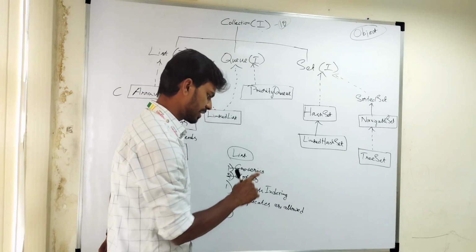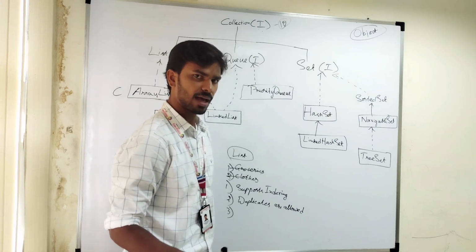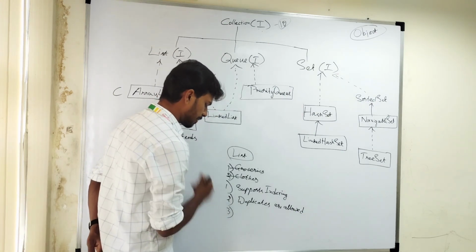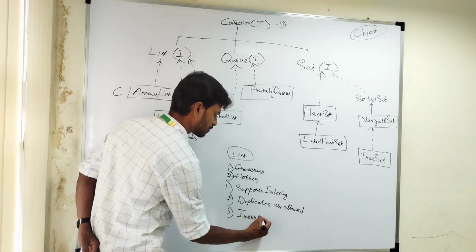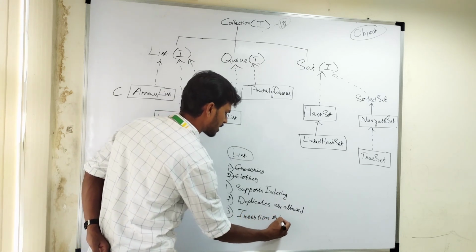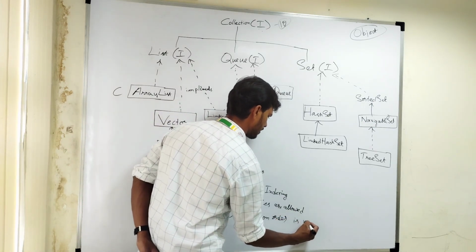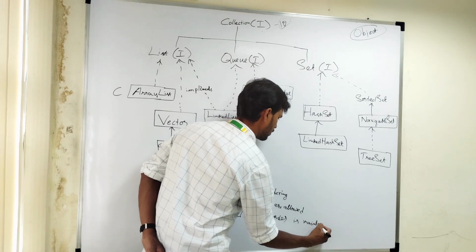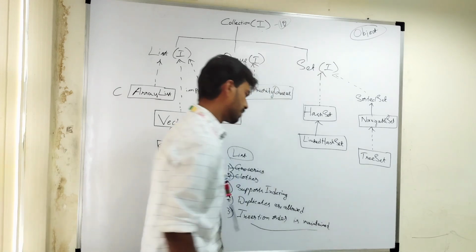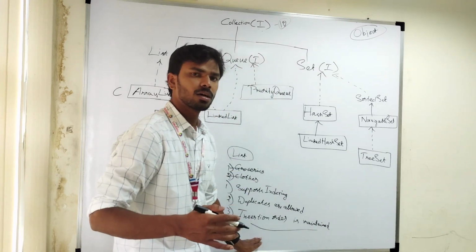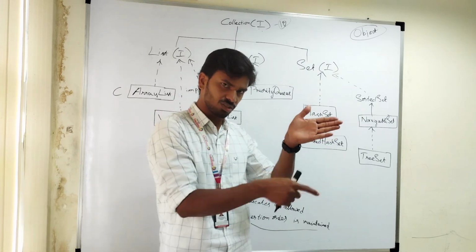The first characteristic is it supports indexing. The second characteristic is duplicates are allowed. The third one is insertion order is maintained. What is meant by insertion order? Insertion order is maintained means, in simple words, the way you are grabbing the items, in that particular order you will be having a list of items.